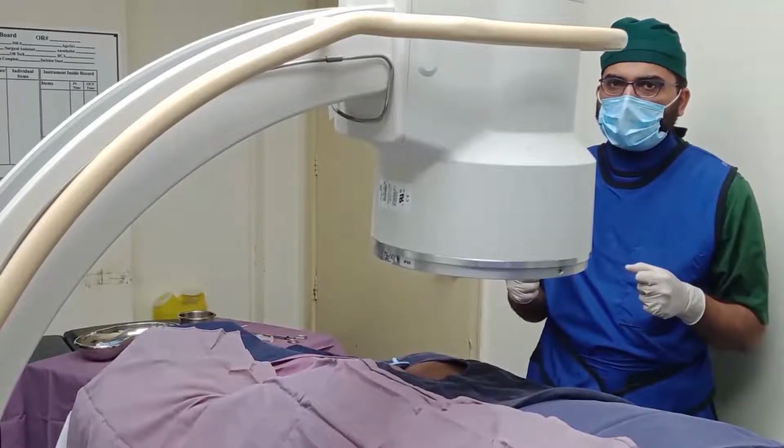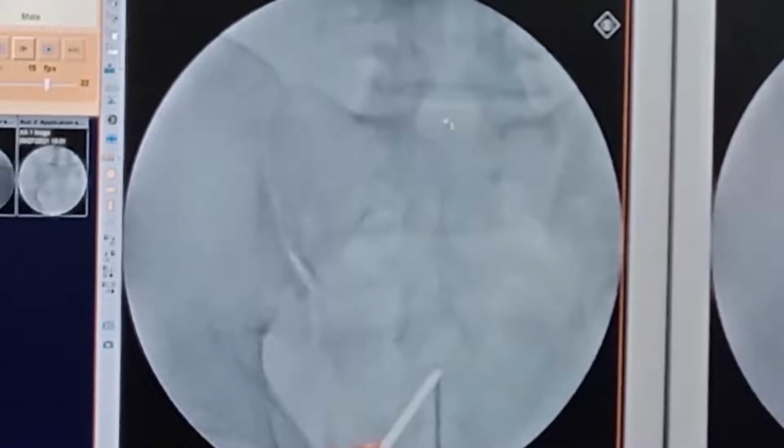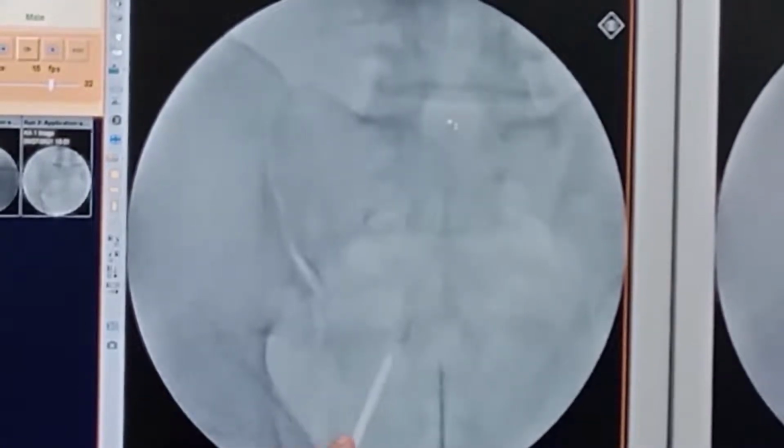In this AP view, the tip of the epidural needle is below the inferior part of the SI joint and below the level of the foramina.